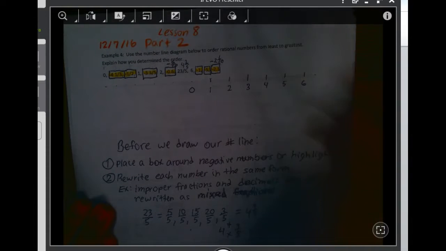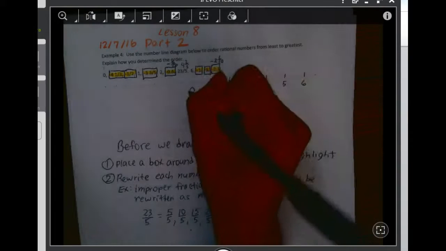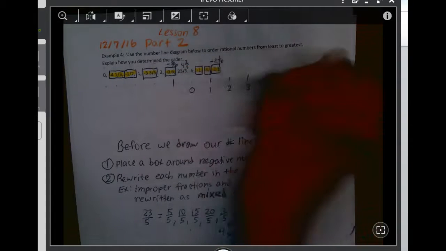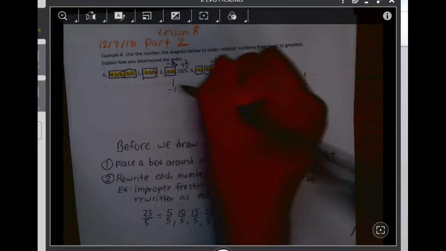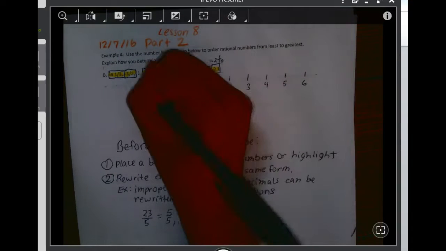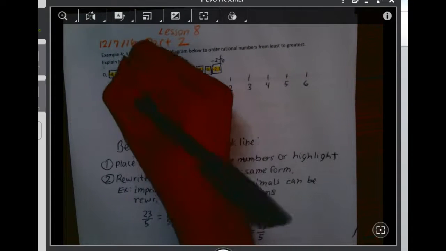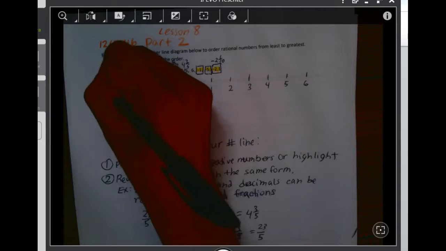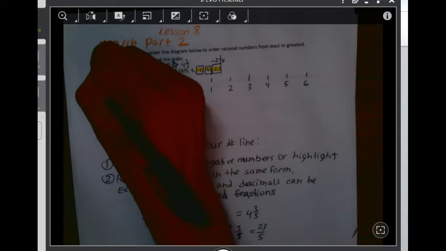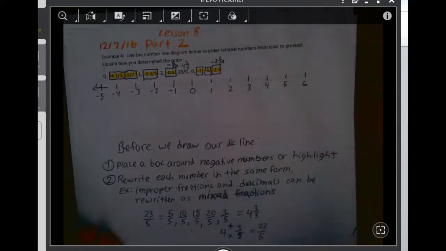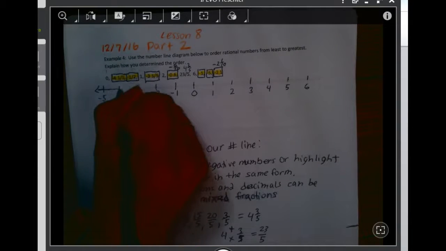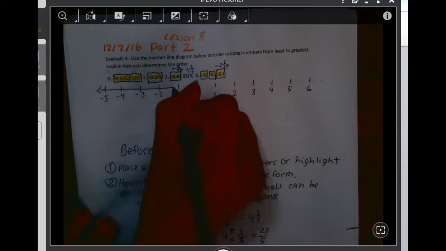Alright, so I'm going to do the same thing, starting at 0, but going to the left. Negative 1, negative 2, negative 3, negative 4. I'm going to add one more, negative 5, just so that we'll have enough space. So now we have our number line. I'm going to draw this in so that we can see this clearly.